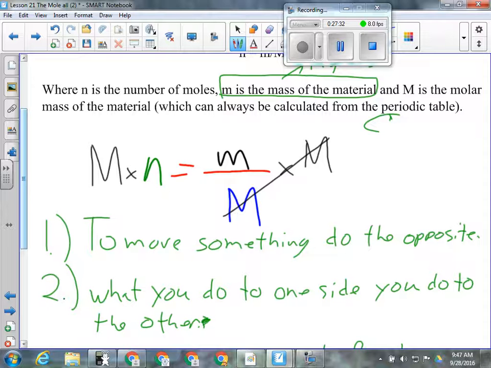It's set up to calculate n. You're never going to use it to calculate big M because you get that off the periodic table by adding numbers together. That's the only manipulation of that formula you'll ever have to do, which is to be able to solve for little m. So we followed the first 2 rules in order to do that.